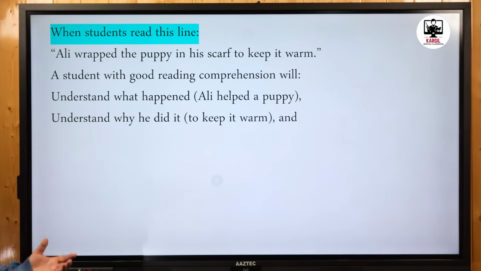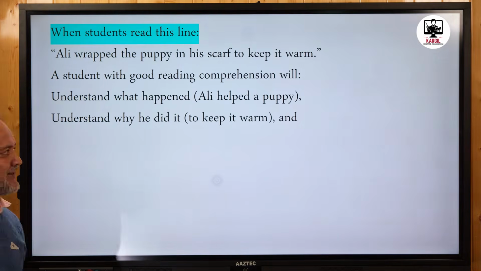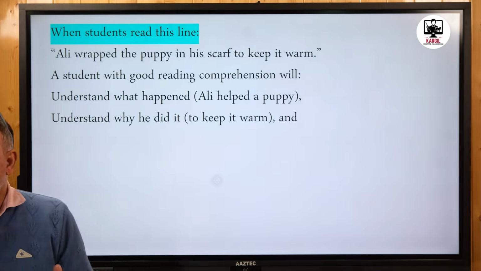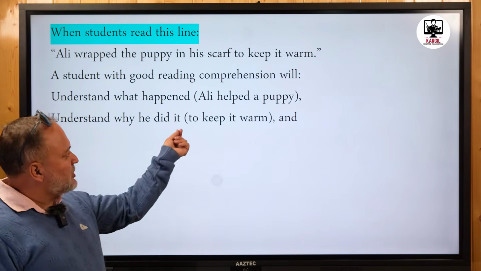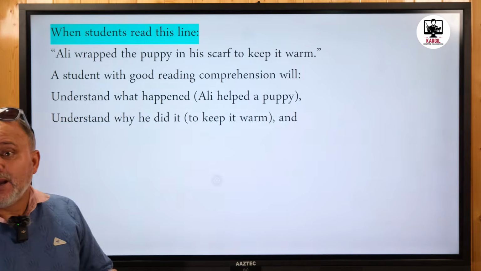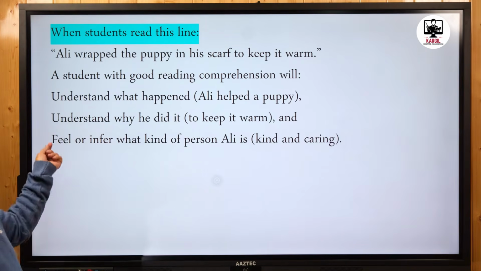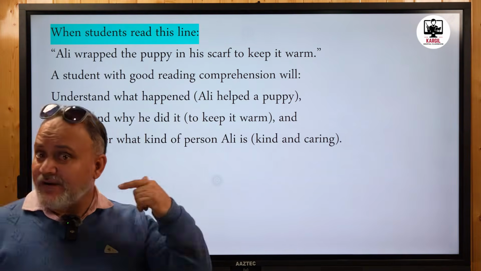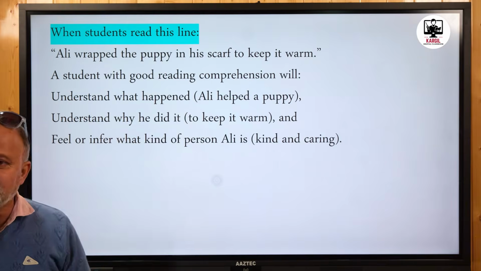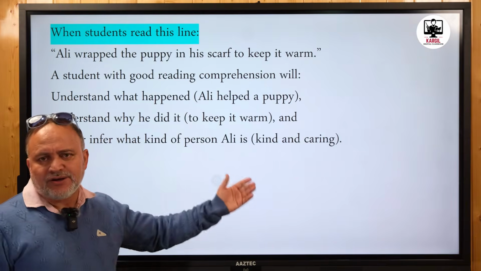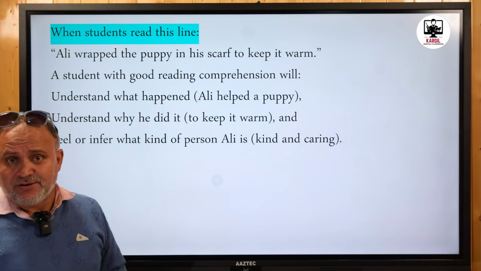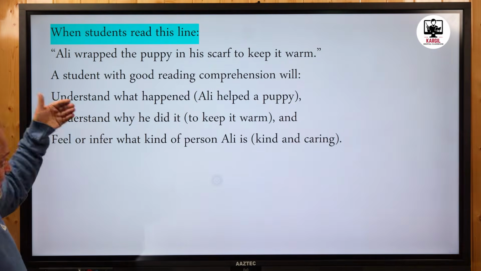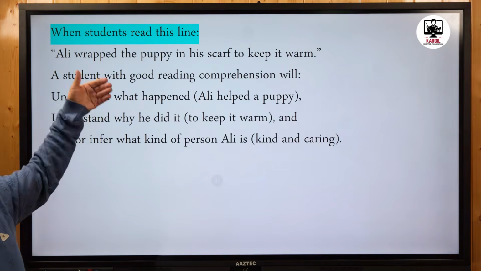The next step is to understand why he did it: why he wrapped the puppy in his scarf. He wrapped it to keep it warm. And lastly, the student will infer what kind of person Ali is. Kind and caring. He's compassionate, he's soft-hearted. So the reader reflects this from reading that content.